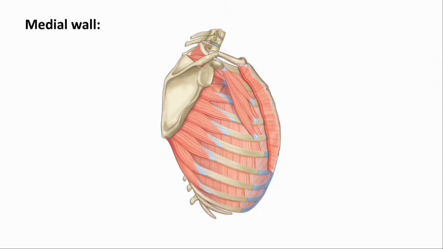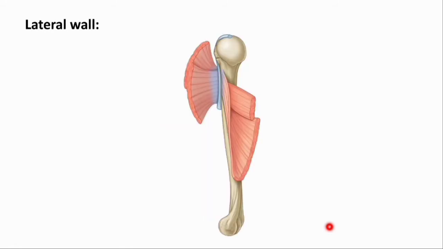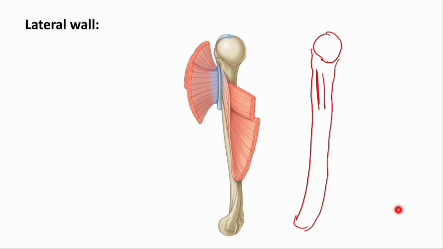And coming to the medial wall, this is formed by the upper thoracic wall and the upper four digitations of serratus anterior, and also the intercostal spaces included over here. And coming to the lateral wall, this is our humerus. The intertubercular sulcus with its two lips forms the lateral wall of axilla, where it gives attachment to pectoralis major on the lateral lip, teres major on the medial lip, and latissimus dorsi on the floor. These structures along with the intertubercular sulcus form the lateral wall.